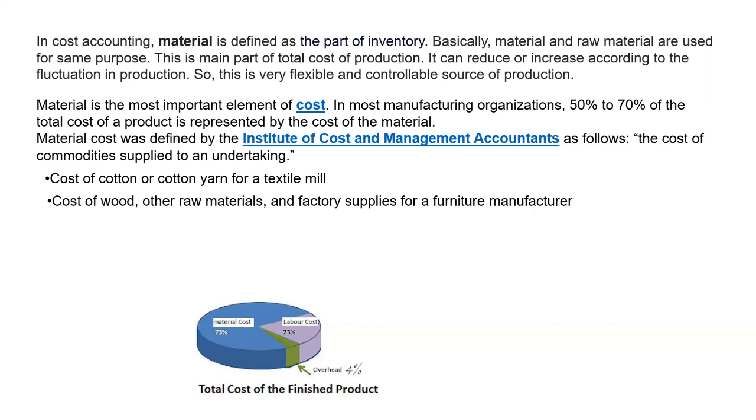To produce some final product, what is the main ingredient you need? That is the material. You can see the graph here, almost 73% is material cost. So overall, for any kind of production unit, you can see that most of the time 50 to 70% will be your material cost only.